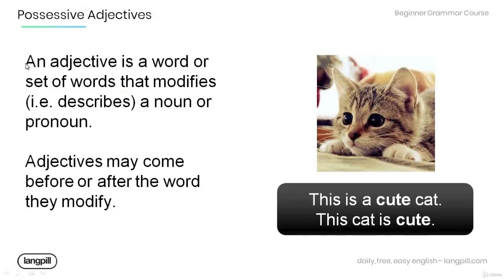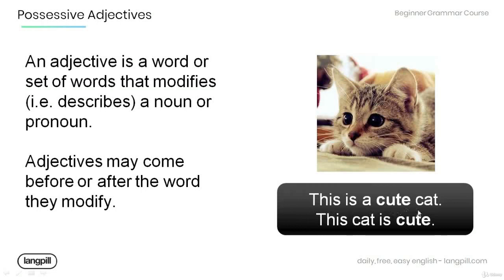Remember that an adjective is a word or set of words that modifies, in other words, describes a noun or pronoun. Note that adjectives may come before or after the word they modify, as in the example over here.